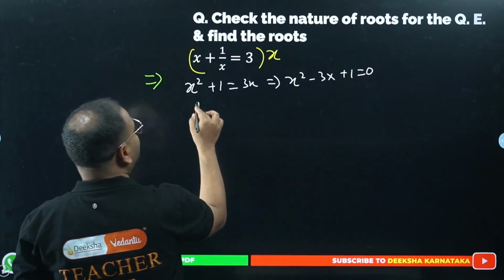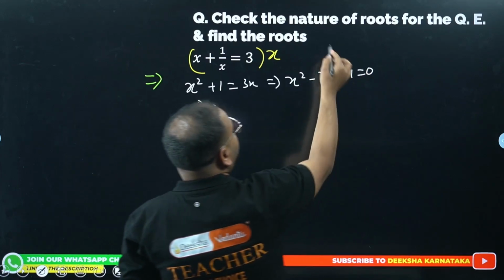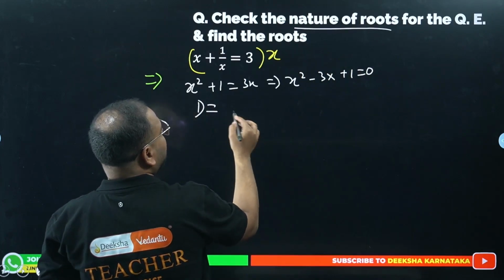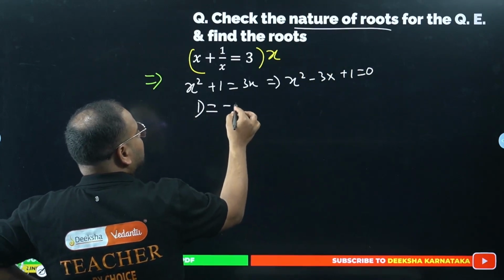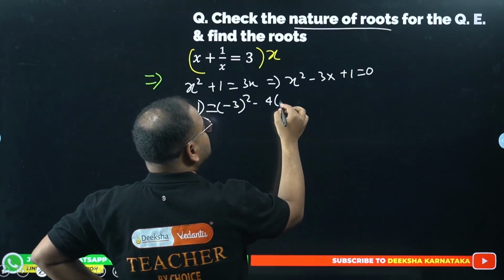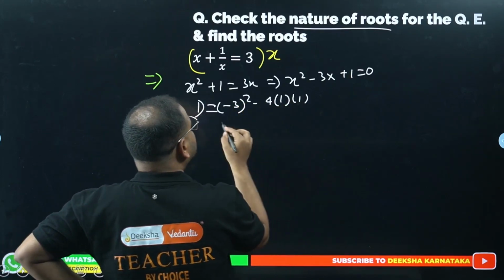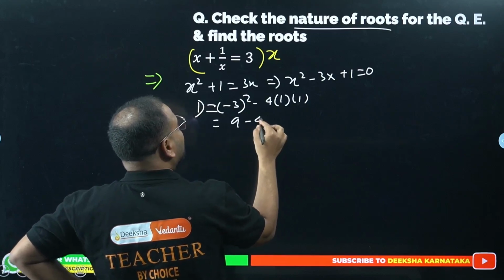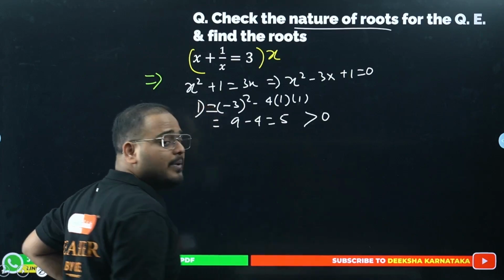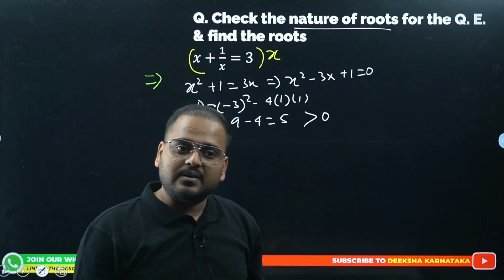Please find the D value quickly. They're asking for the nature of roots also. So b square minus 4ac. What is my b square? Minus 3 the whole square, minus 4 times a into c. So 1 into 1. What is my answer? 9 minus 4, which is nothing but 5. 5 is greater than 0, which means roots will be distinct and real.